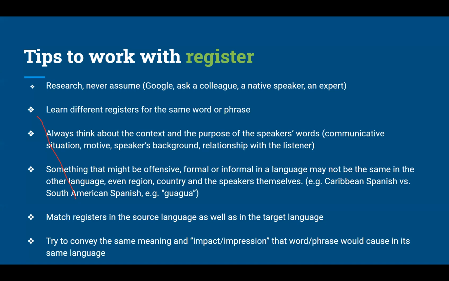Yes. Try to convey the same meaning, impact, and impression that the word or phrase would cause in its own language. And remember, you are thinking about all this while you are taking notes and listening, and you have to say it right away. So this is what you really have to put into practice. Some of this is preparation, so you have to be prepared beforehand, and some things you have to apply live in the moment.